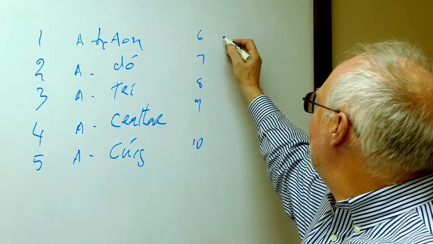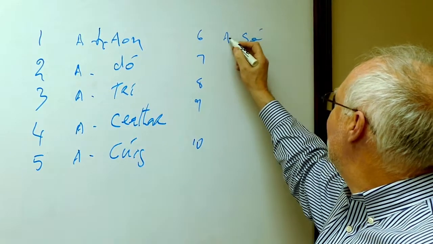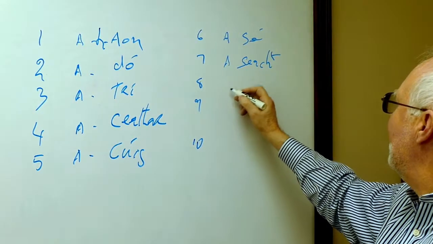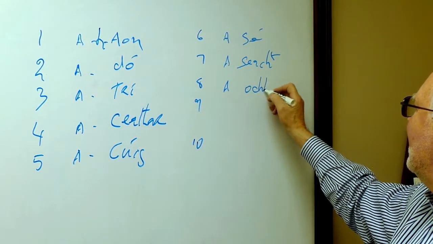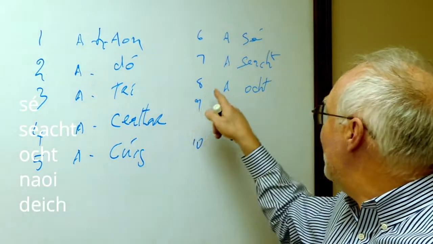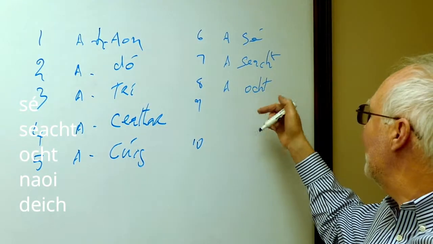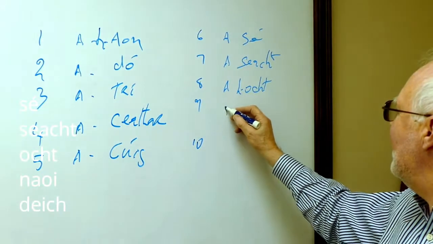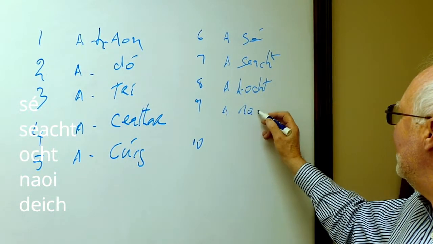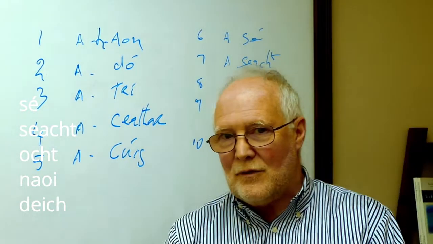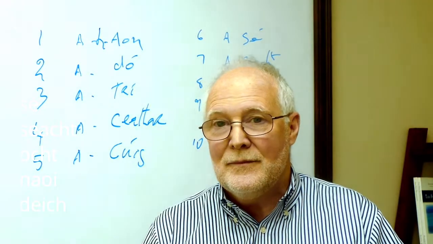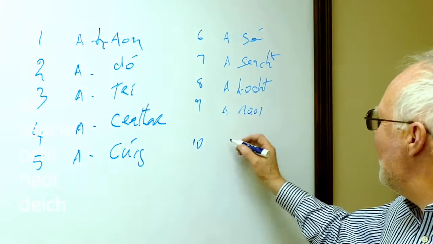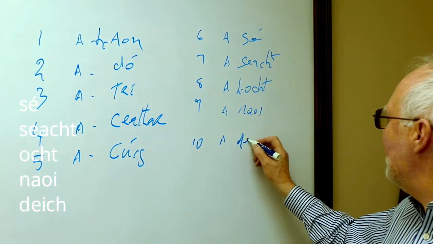Let's keep going. A sé, a seacht, a hocht, and you know what's going to happen here, an A clashing with an O, so you guess what, yes, you're dragging in an H, a hocht. A naoi, and that's three vowels to make one sound, it's a triphthong, not easy, but you'll get there. A naoi, and the last one, a deich.